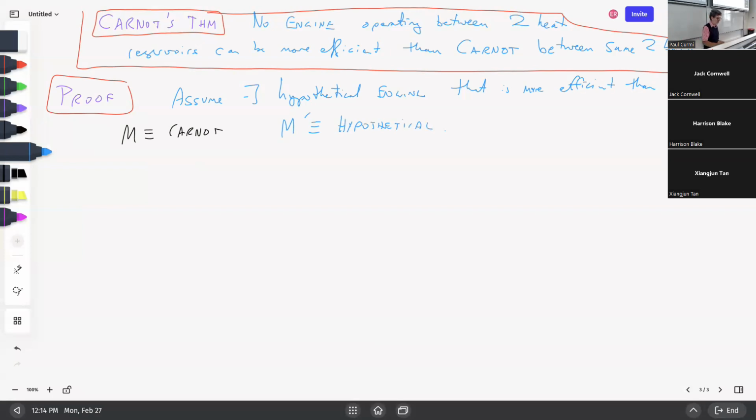I've got my efficiency Carnot, which is equal to work over heat in. And I've got my efficiency hypothetical, which is equal to work divided by Q in. And this has to be greater than Carnot. So that's my data. That's all I have. So I need to calculate these things, but I know nothing.